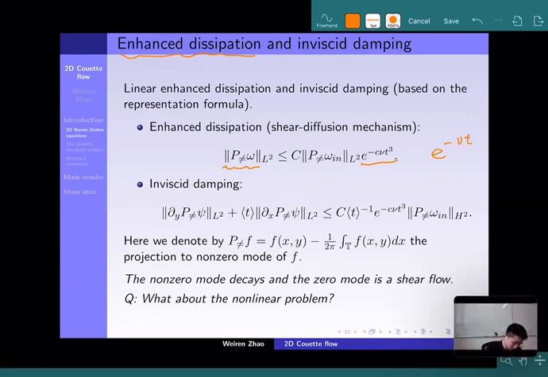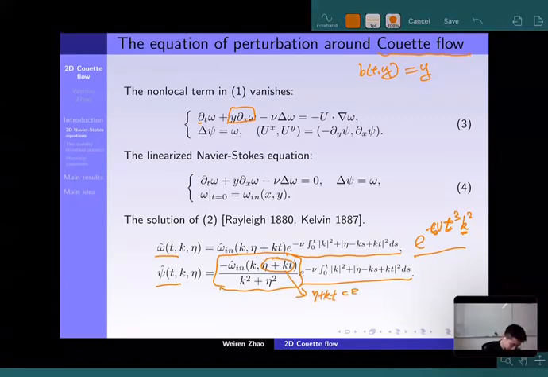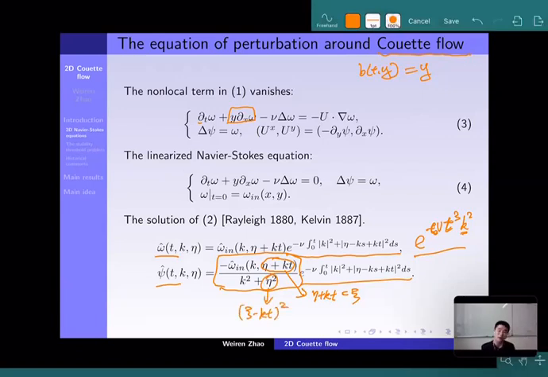Okay, then the second thing is about the inviscid damping. When we say inviscid damping, you can check this part. Because you have this eta plus kt, and you regard this eta plus kt as some new variable c, then this eta you will replace by c minus kt. Now you see you have a t squared in the denominator. Although this will become 0, you can obtain this result by losing derivatives.